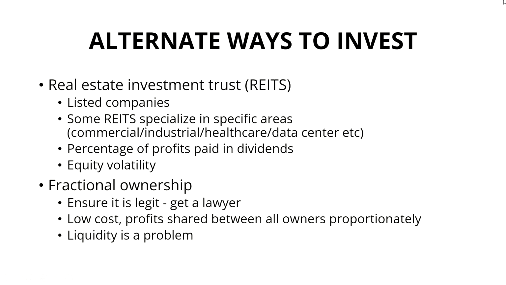Now, the other option that I found is actually fractional ownership. So if you search fractional ownership, there are many websites available. What happens is that you pool, say for example, 100 people who want to buy a property, and then you buy a $500,000 property, so each person only pays $5,000.